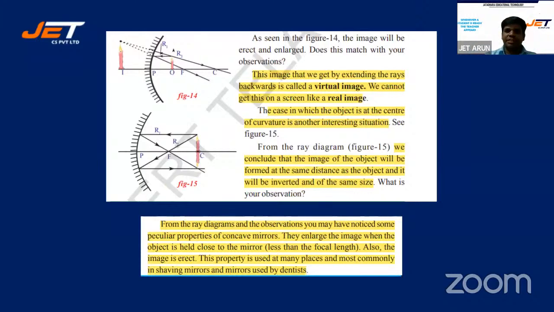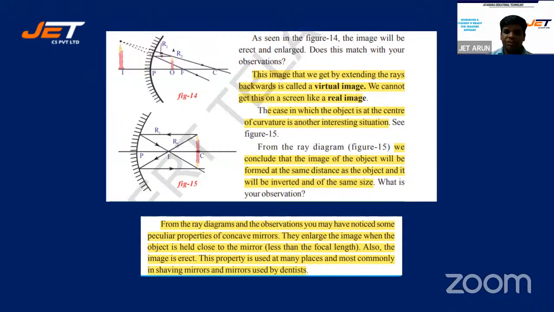The case in which the object is at the center of curvature: when it's at the center of curvature exactly, you have an object here, and you'll get the image exactly beneath that, inverted, and of the same size. All right, the ray diagram is evident here. It's very evident from the ray diagram given here.